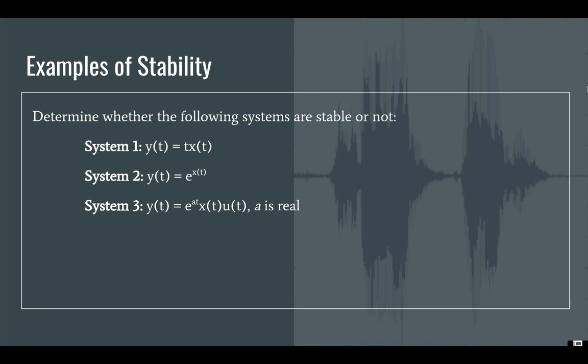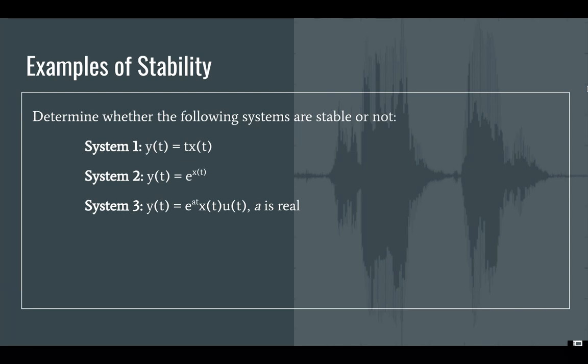In seeking a specific counterexample in order to disprove stability, we might try simple bounded inputs such as a constant or a unit step. For system S1, a constant input x(t) = 1 yields y(t) = t, which is unbounded, since no matter what finite constant we pick, y(t) will exceed that constant for some t. Therefore, we conclude that system S1 is unstable.